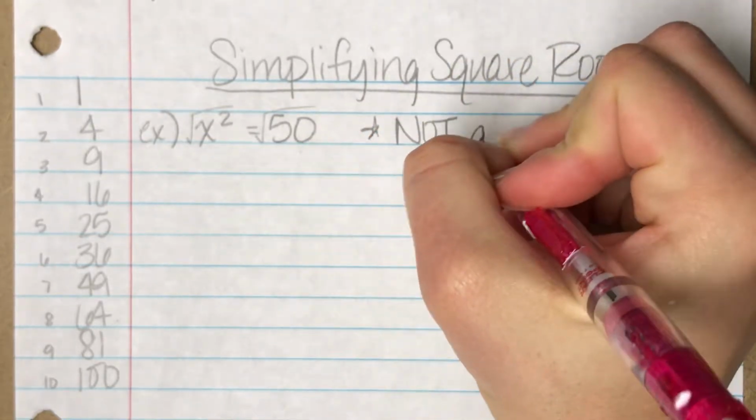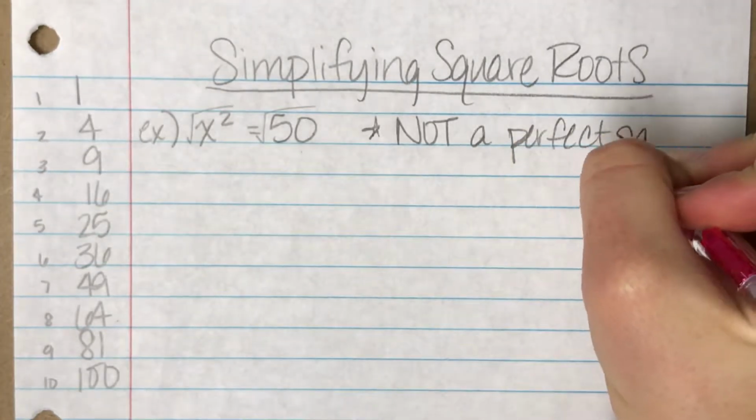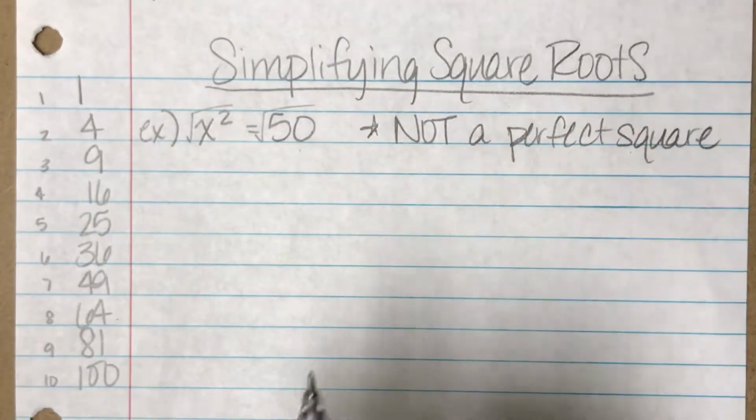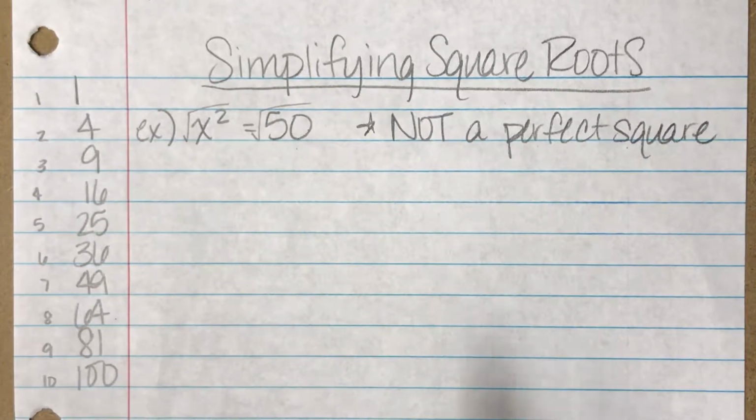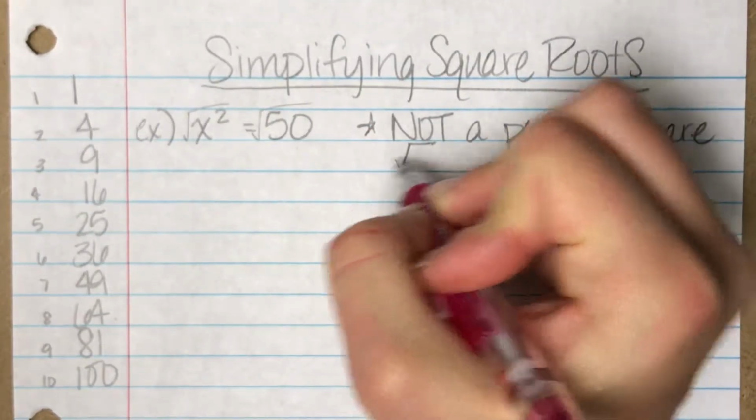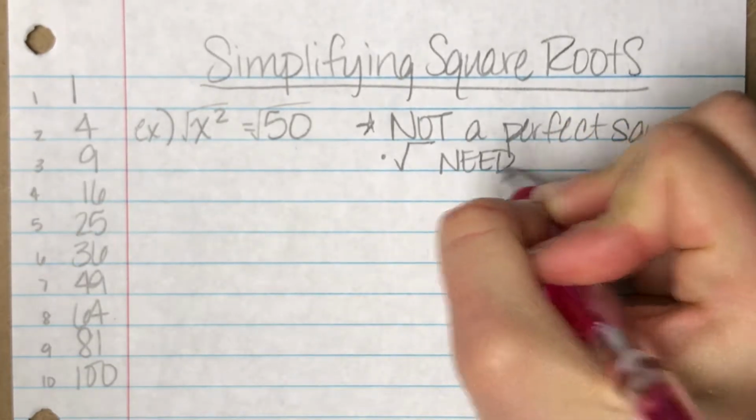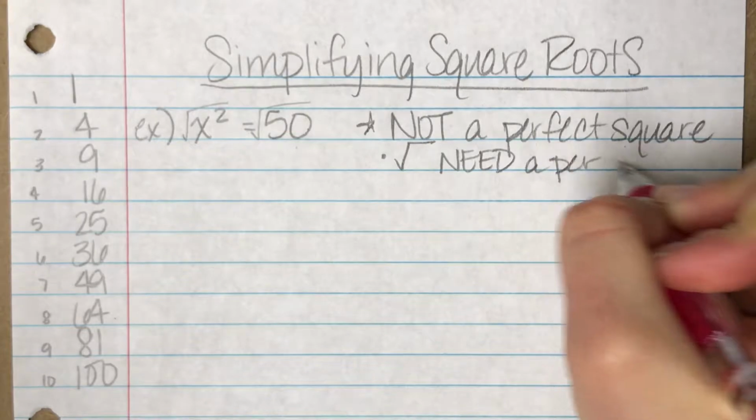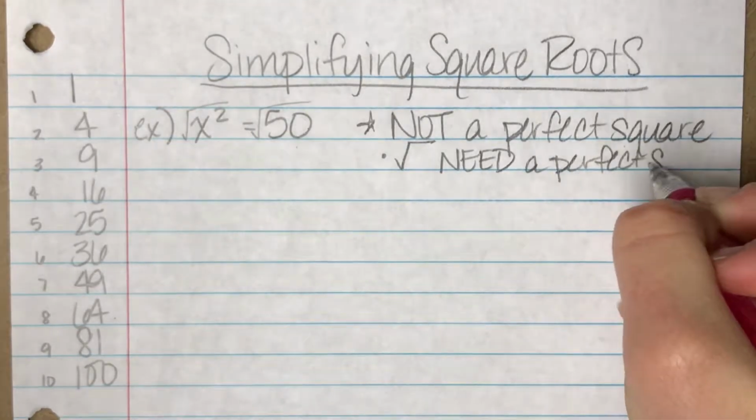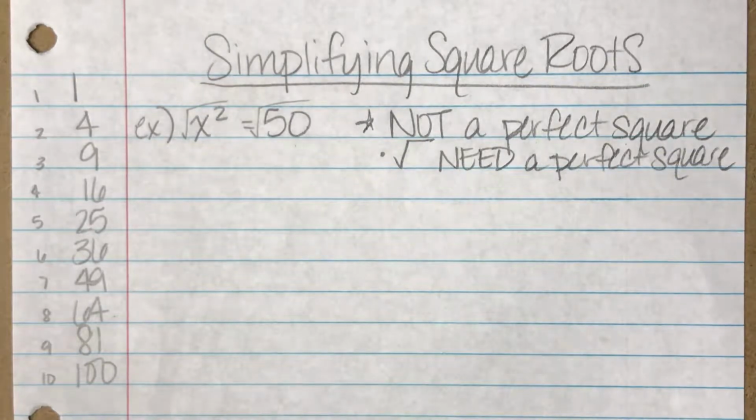It is not a perfect square, so it's going to be very hard to take a square root of something that doesn't work out. We know it's roughly 7 because 50 is close to 49, but it's not a perfect square. Square roots need a perfect square. They don't work out cleanly unless you have a perfect square. And honestly, we want nice, clean answers in this situation.